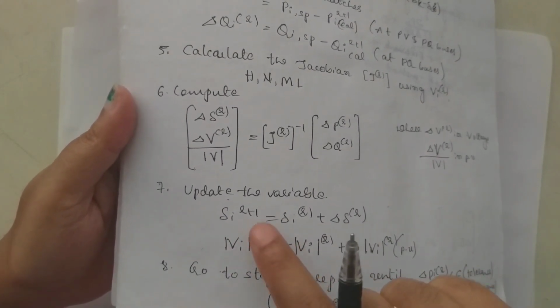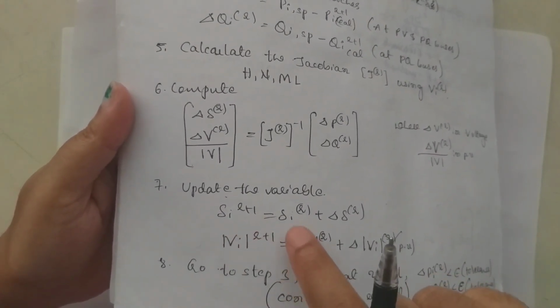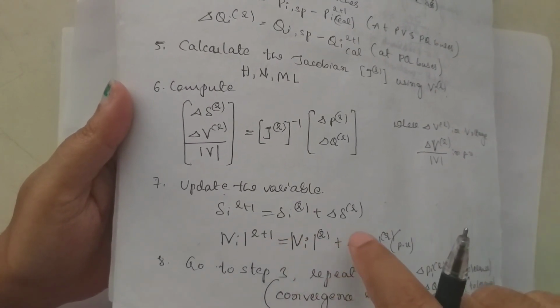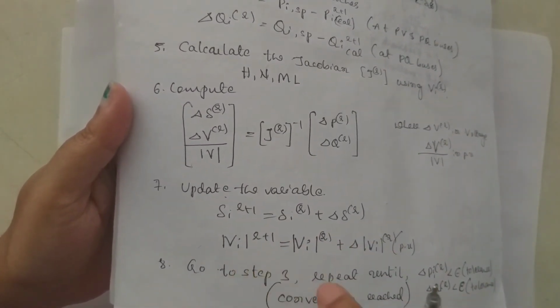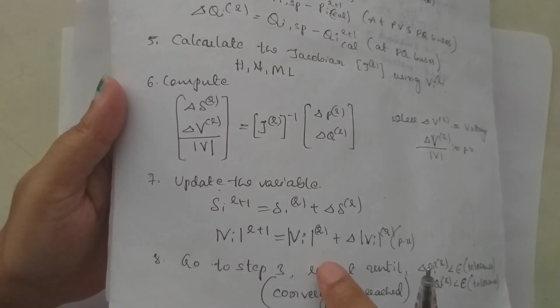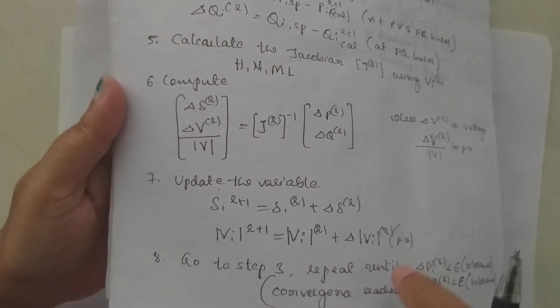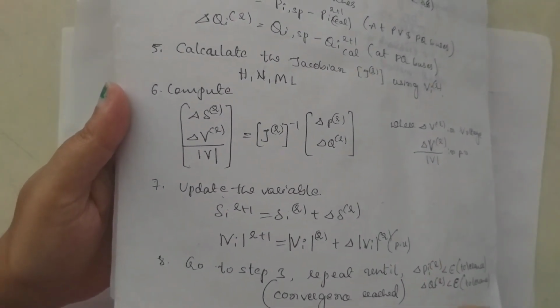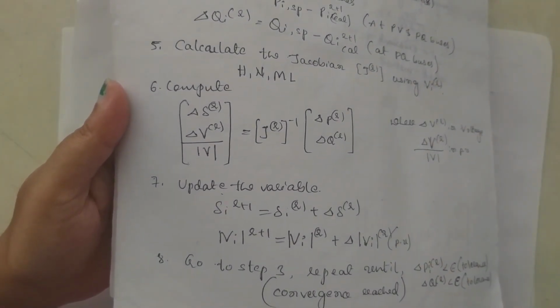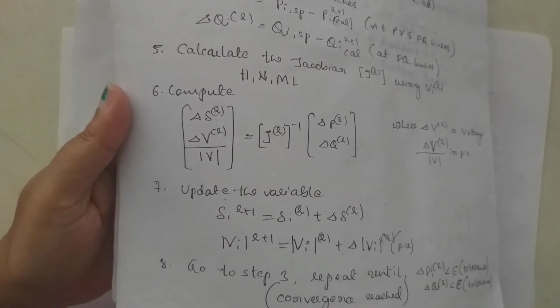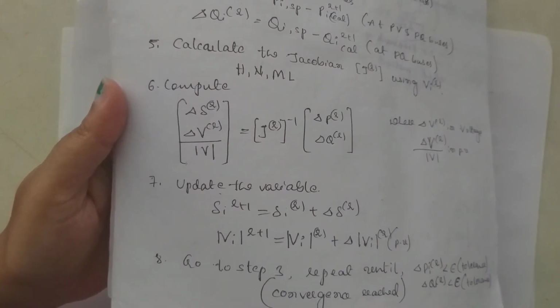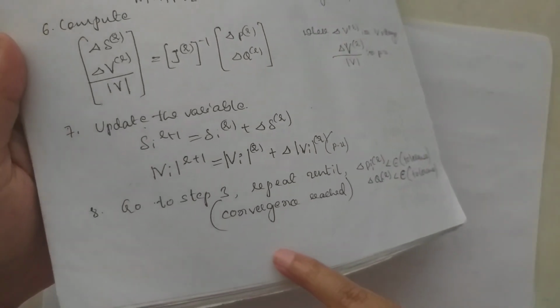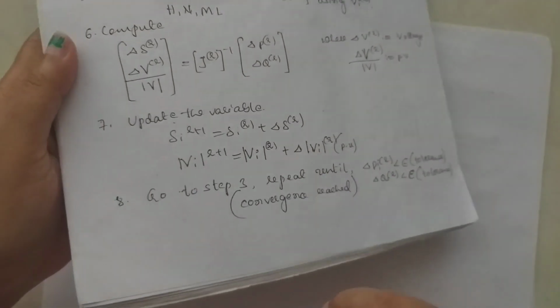How do we update? δi(r+1) is equal to δi(r) plus Δδ. Vi(r+1) is equal to Vi(r) plus ΔVi. Again go to step 3 and repeat until ΔPi and ΔQi are less than the tolerance. Unless it is convergent, you have to follow the procedure. Thank you.